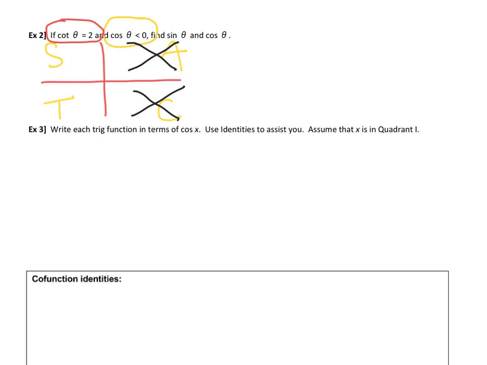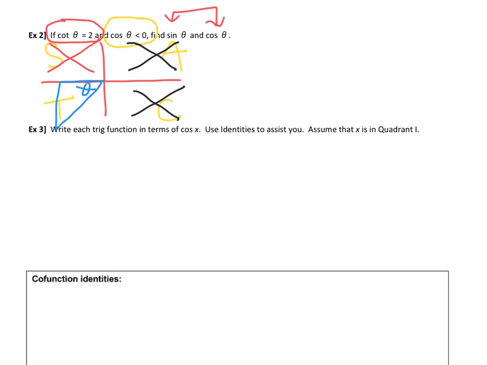So what's important to know there is just what quadrant can I be in? Could it be 2? Could it be 3? Well, based on cotangent being positive, I know that I can't be in quadrant 2. So that leaves one and only one quadrant that I'm going to analyze and find these two ratios right there.